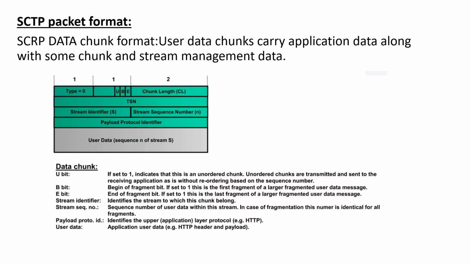Stream identifier identifies the stream to which this chunk belongs. Stream sequence number is the sequence number of user data within the stream. In case of fragmentation, this number is identical for all fragments. Payload protocol identifier identifies the upper layer protocol, for example HTTP. User data is the application user data.